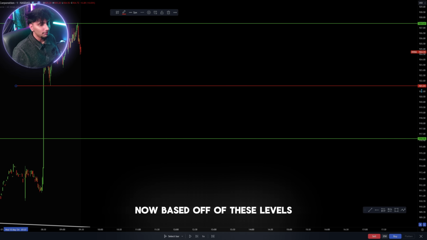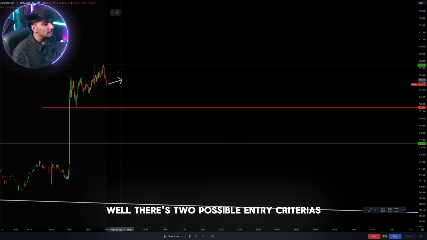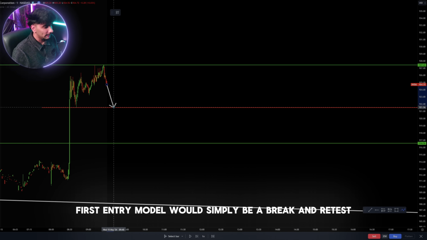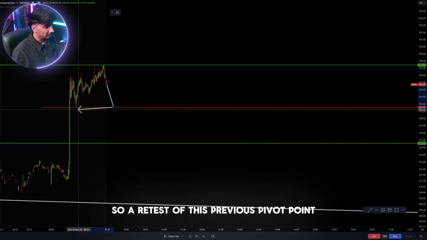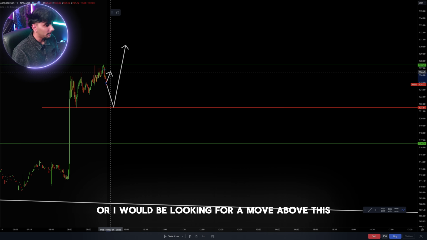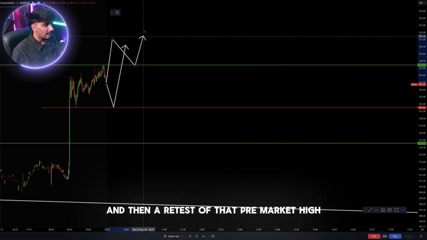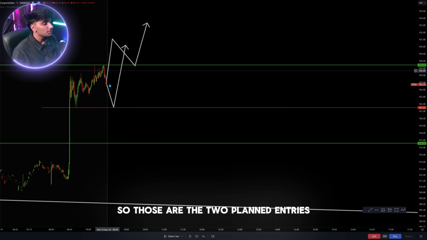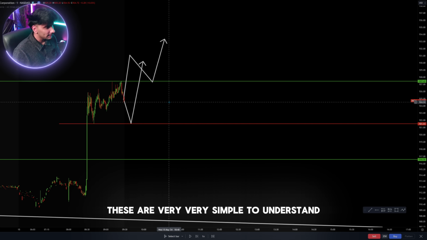Now, based off of these levels, this is where we want to look for an entry. Now, for me, how would I look for an entry? Well, there's 2 possible entry criteria right off the open that I would be looking for on NVIDIA. The first entry model would simply be a break and retest, because we already broke this level pre-market. So a retest of this previous pivot point, okay, a retest of this level for a move to the upside, or I would be looking for a move above this pre-market high, a strong displacement move, and then a retest of that pre-market high, looking for, once again, high of day or key levels that we have on the higher time frame. So those are the 2 planned entries that I would be looking for right into the beginning of the day. These are very, very simple to understand.